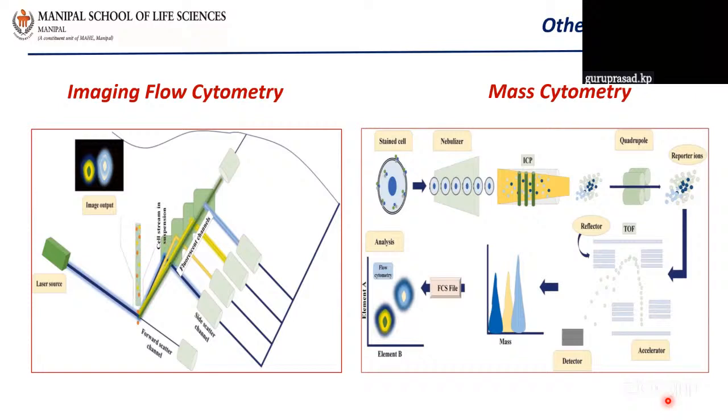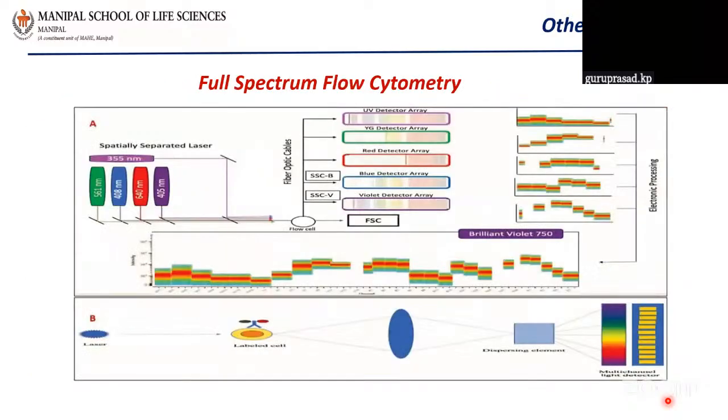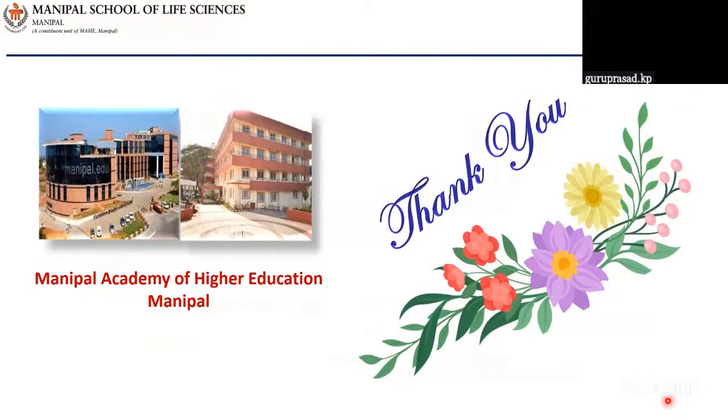There is mass cytometry, which works similar to the mass spectrophotometer, which is now recently used extensively for analyzing phytochemicals, molecules, metabolites, etc. And you can do such things using mass flow cytometry. There is full spectrum flow cytometry, which works similar to regular flow cytometry. The only difference is it gives every wavelength produced by a single cell. So this is another advancement that we see in full spectrum flow cytometry.